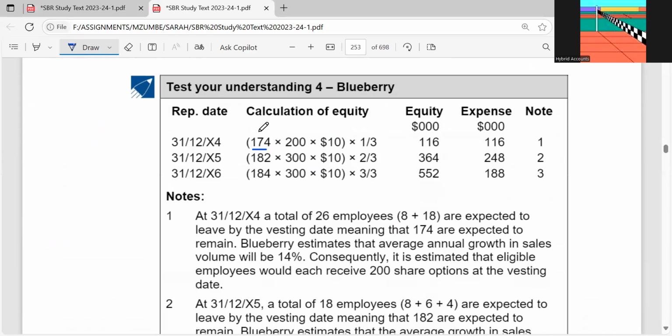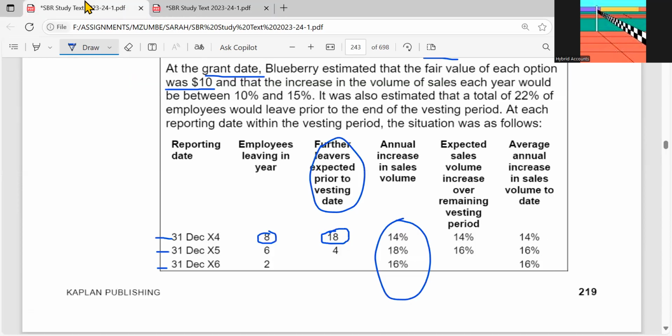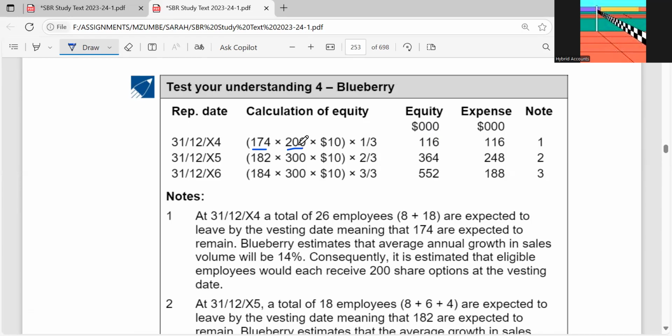Total number of employees, you multiply by the number of options per employee, which is 200, you get the total number of options. After this, you multiply by the fair value at the grant date, which is 10. You can see here, the fair value at the grant date is 10. And then you have the 3-year period. You time apportion it, so you multiply by 1/3, and you get your equity. You see now, you have the equity of 116.